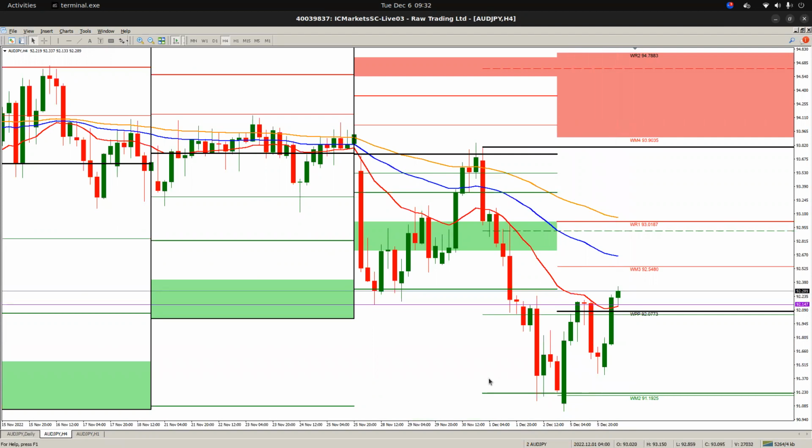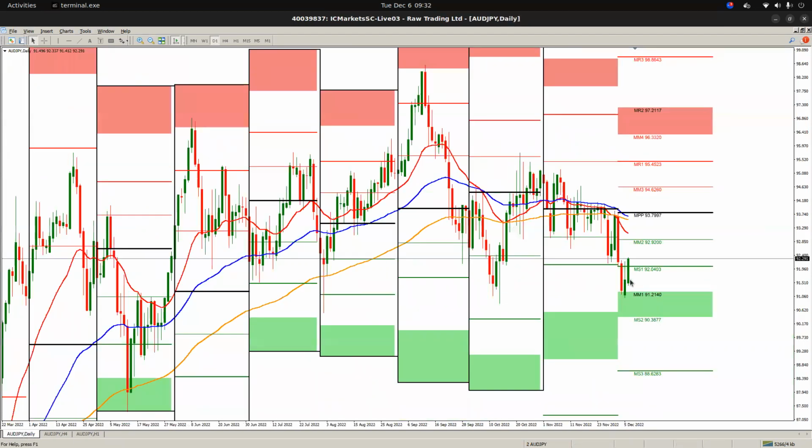All right, cool. Looks pretty messy to me. But one thing is for sure, we have stopped going down. We did say that that might be happening. Now, this daily candle, can it close over there? Let's have a look and see how this daily candle closes.